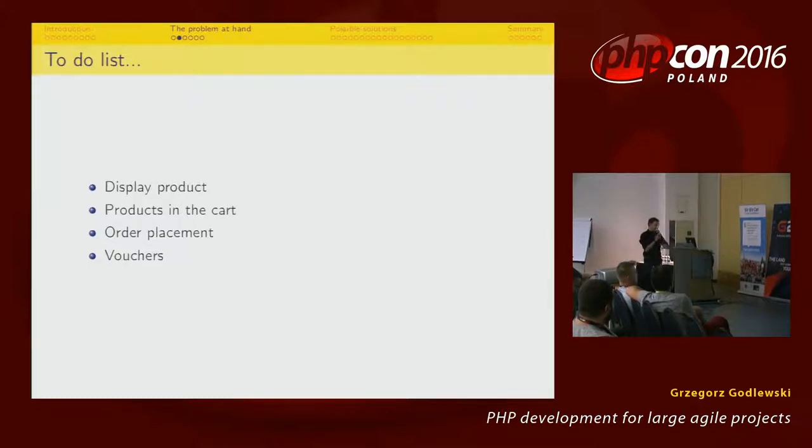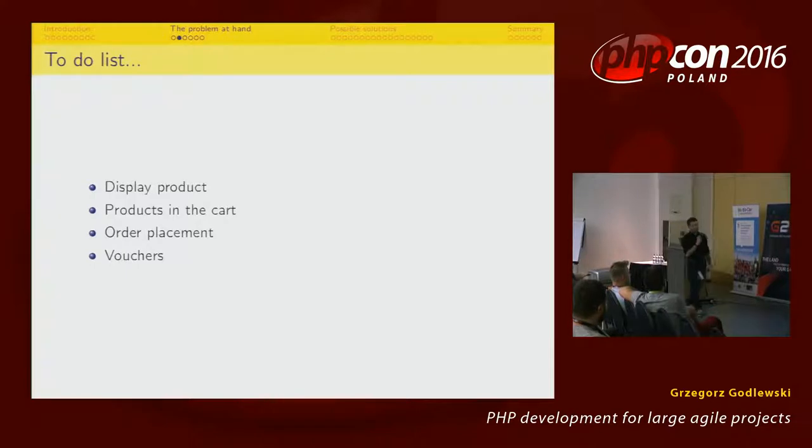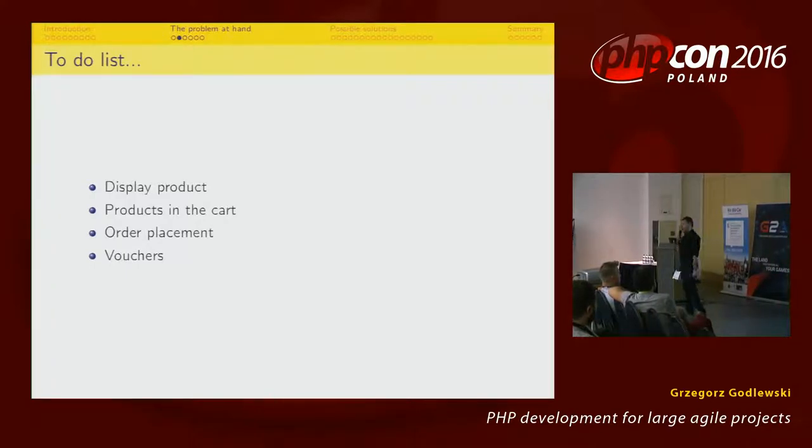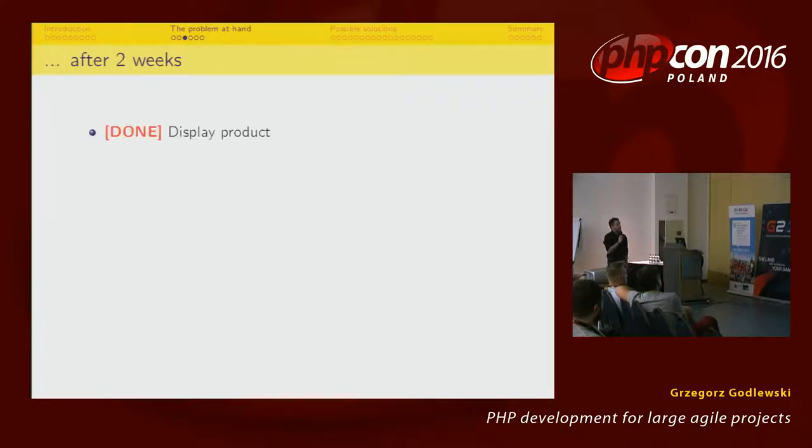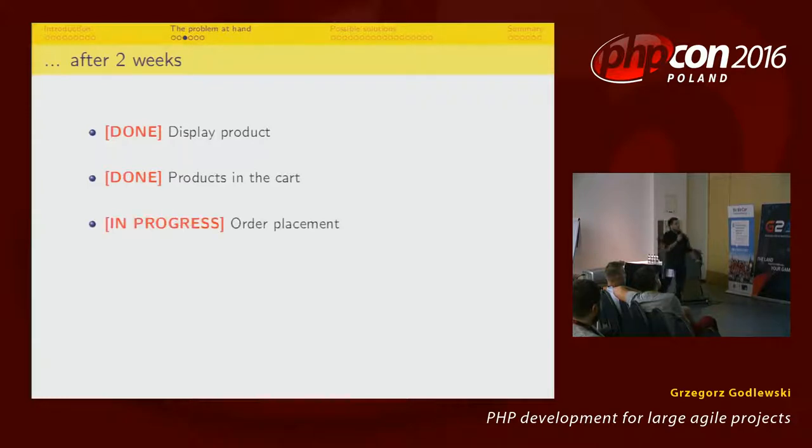Okay. So we ran out of the minute, so I think everybody has a grasp of how they want to approach it. Now, let's say you've started the work, 2 weeks passed. So you're able to actually display the product. Congratulations, it's really awesome. Second thing, you even are able to put the products in the cart, so that's really cool. Actually, you started the order placement, but didn't finish it at the time. So you didn't even touch the vouchers at this point, right?